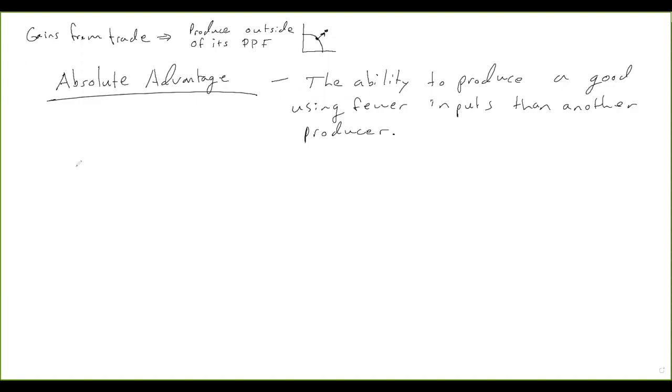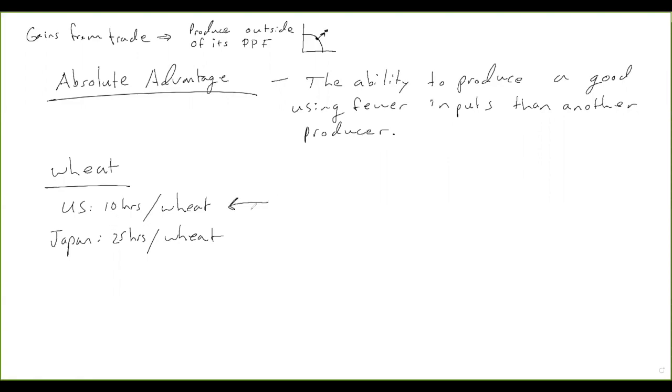If you recall from our example last time, we were producing wheat, and the US required 10 labor hours per ton of wheat, and Japan required 25 labor hours per ton of wheat. So, referring to our definition, the producer that uses fewer inputs has an absolute advantage since the US only requires 10 labor hours compared to Japan's 25. We would say that the US has an absolute advantage in wheat production.